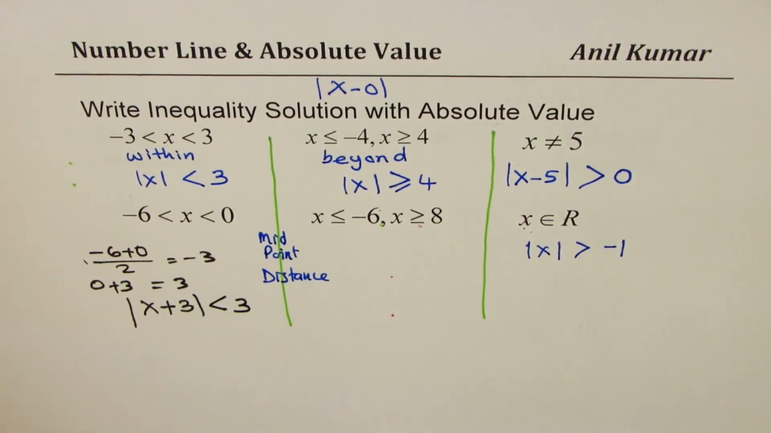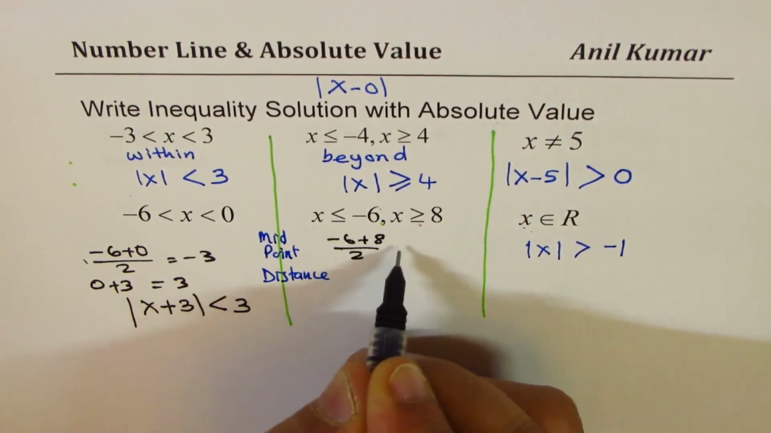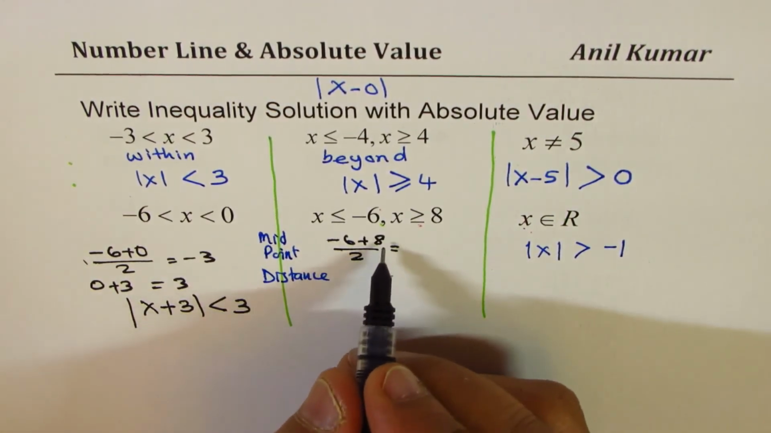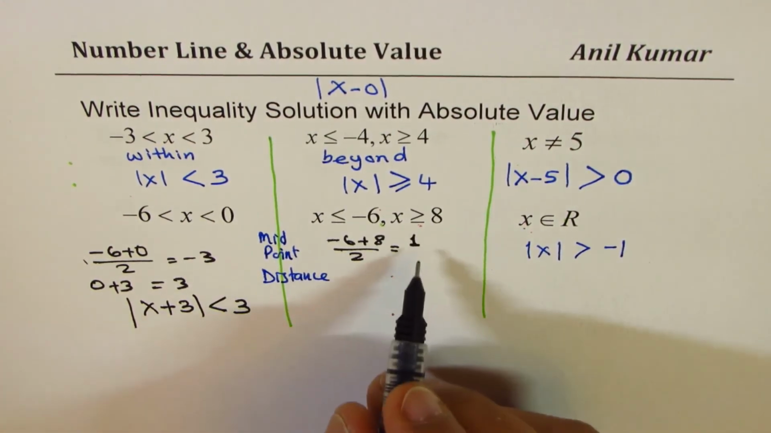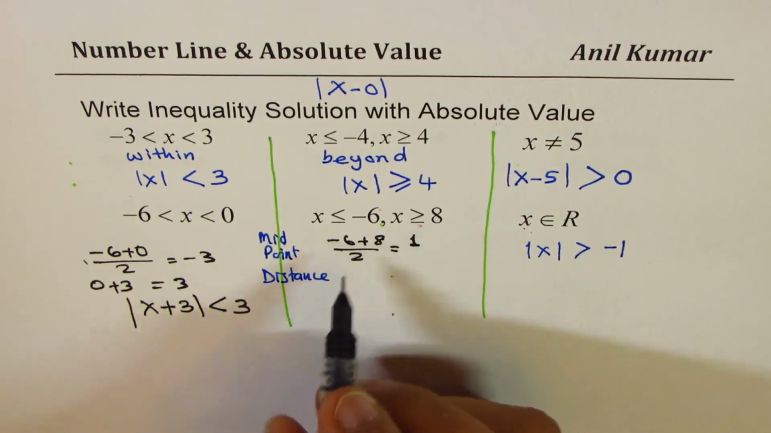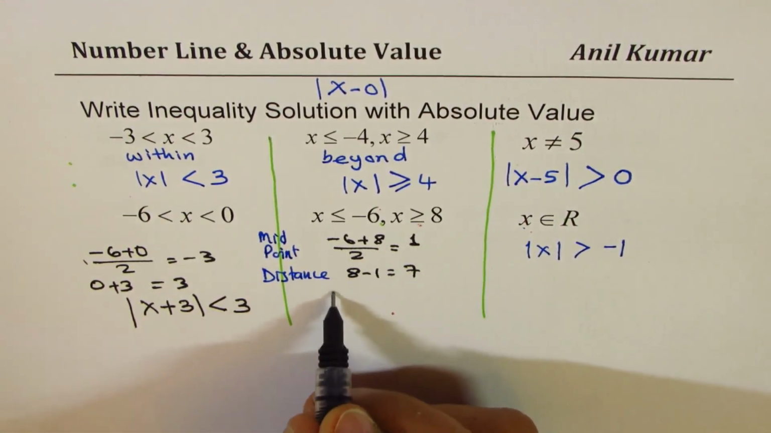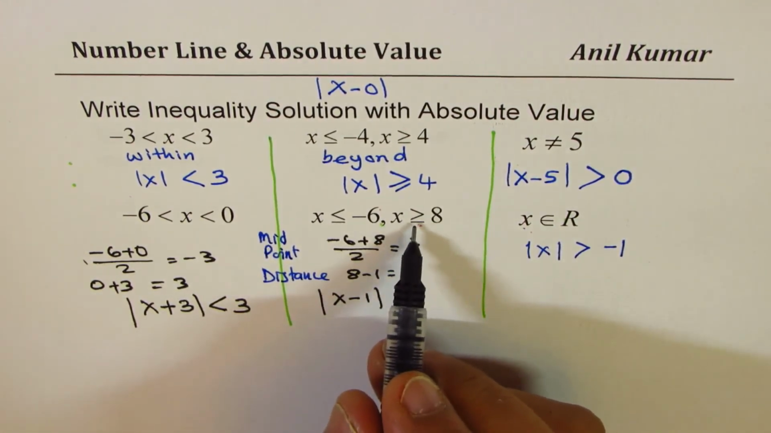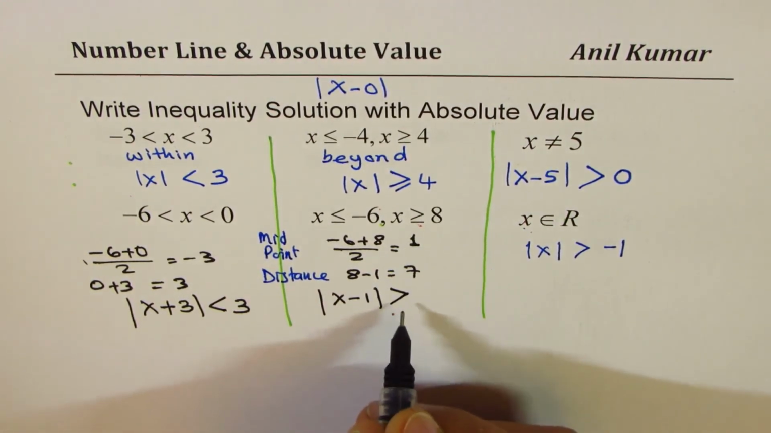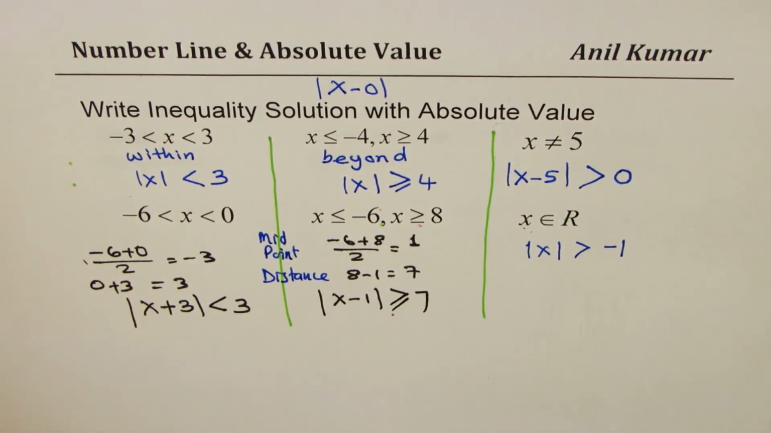Therefore, since the midpoint is minus 3, that means you're moving to left. Absolute function becomes absolute value of x plus 3, and you have to be within 3 units. So within 3 units. Does it make sense? Easy, right? Next one, minus 6 plus 8 divided by 2 gives you the midpoint, which is 2 divided by 2 or 1. And how far are you from 1? 8 minus 1 is 7.